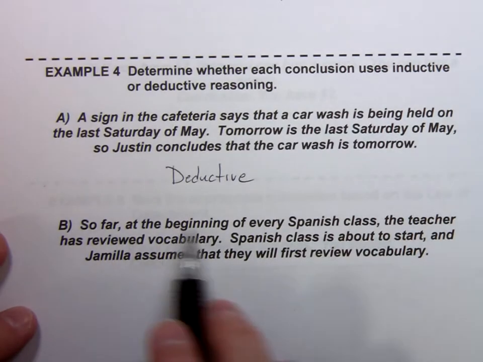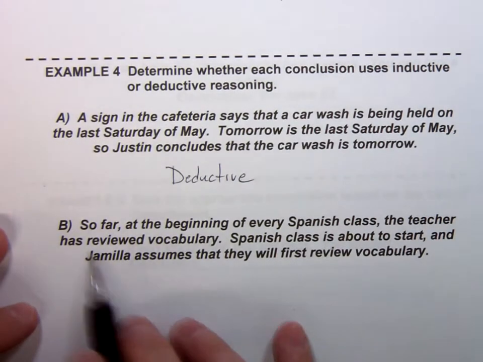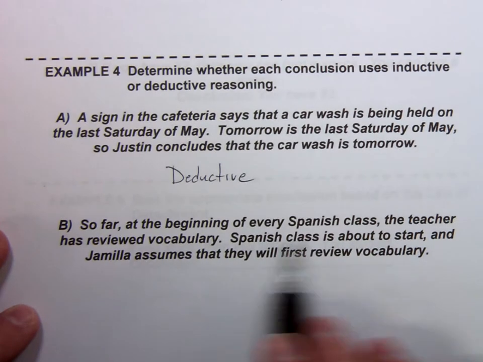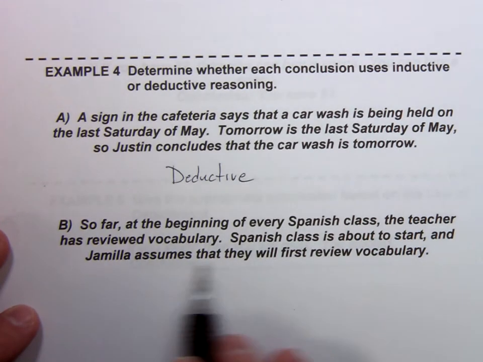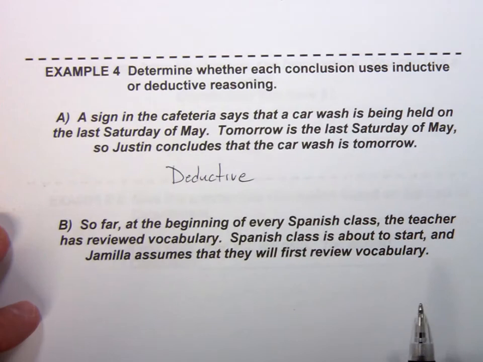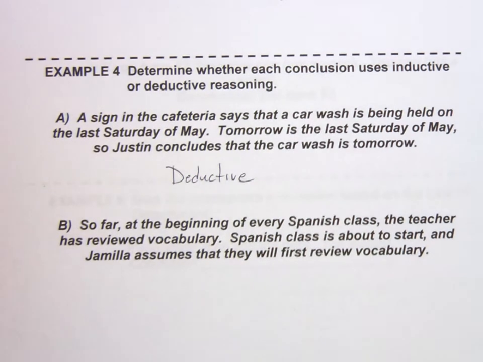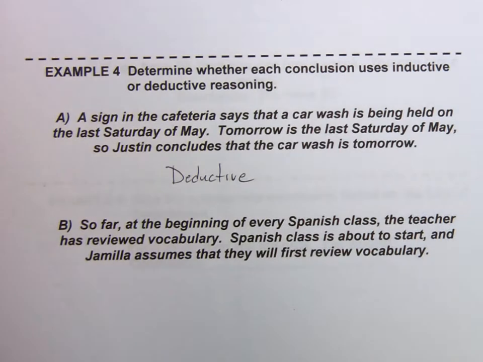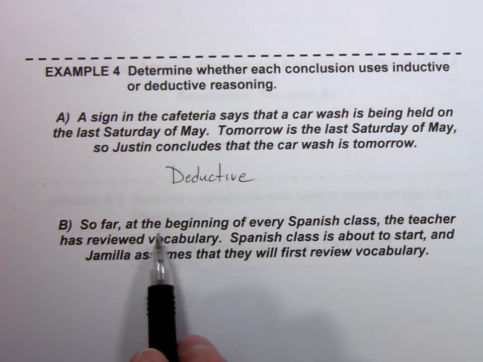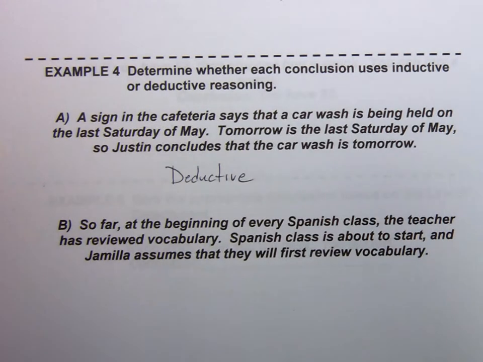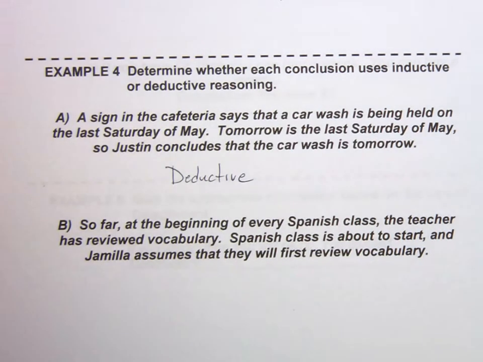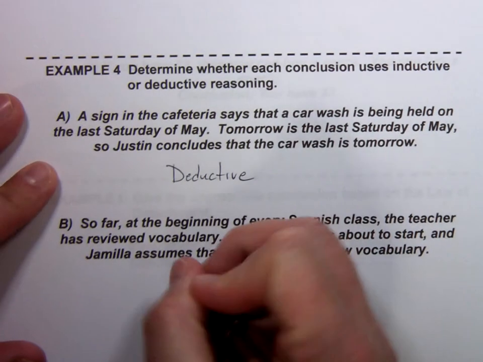So far, at the beginning of every Spanish class, the teacher has reviewed vocabulary. Spanish class is about to start, and Jamila assumes that they will first review vocabulary. No one's told her that they're reviewing vocabulary. She doesn't know for sure that they're reviewing vocabulary. She's basing this on past specific examples. She sees a pattern happening. This is what seems to always happen at the beginning of class, so I'm going to assume that this is what's going to happen next time. This is inductive reasoning.